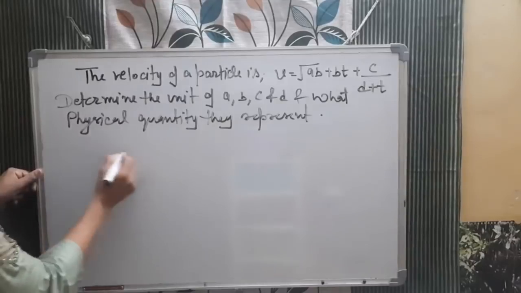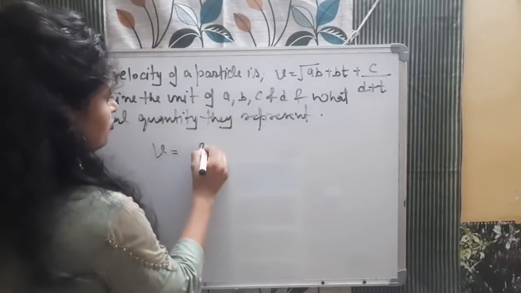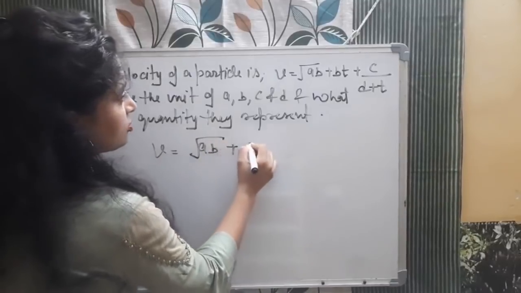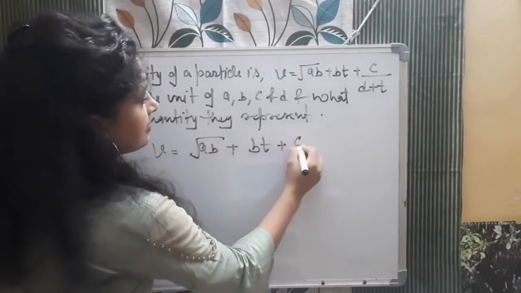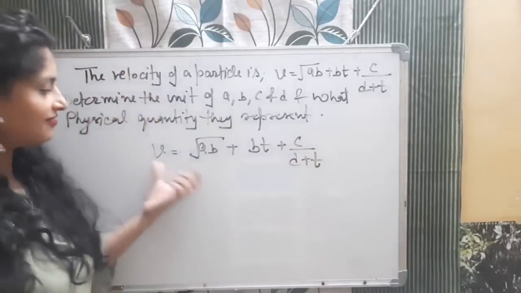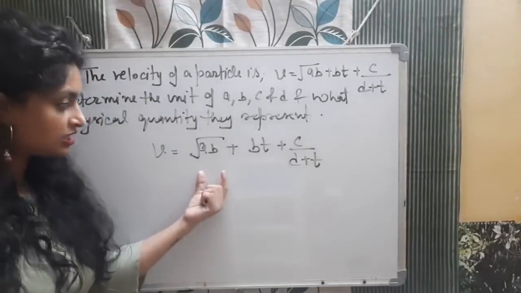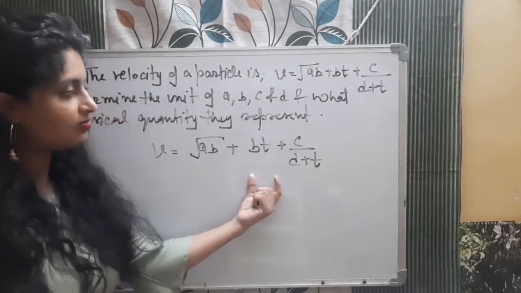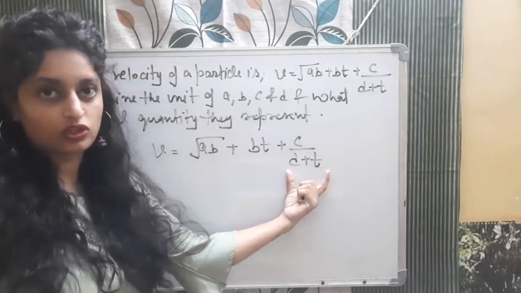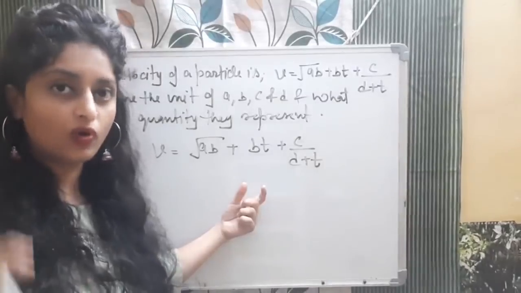See, very simple. According to the principle of homogeneity, when we write this formula, this is the first part, this is the second part, this is the third part. Now according to the principle of homogeneity, if the left hand side is velocity, the right hand side must be velocity. So this part must be velocity, this part must be velocity, and this part must be velocity, because in velocity we can add only velocity.